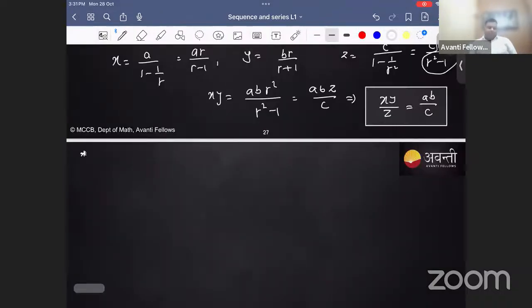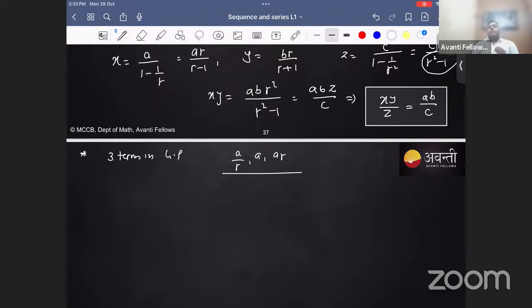Now, a few points about GPs. If you multiply a GP by a non-zero constant or divide by it, the resulting sequence still remains a GP. But if you add a non-zero constant to a GP, or subtract a non-zero constant from the GP, it does not remain a GP. Got it? Whenever we have to assume three terms in GP, we will assume them as A by R, A, AR.